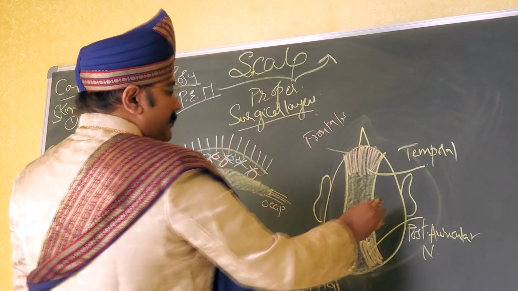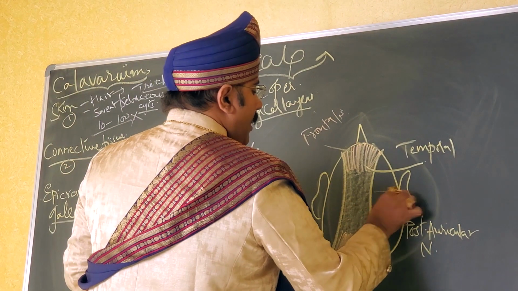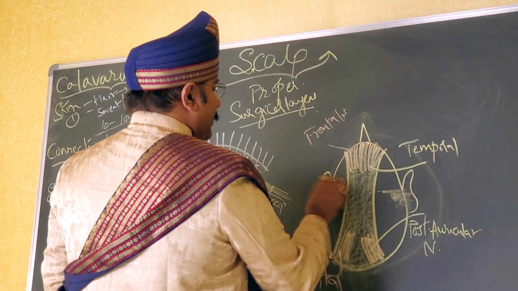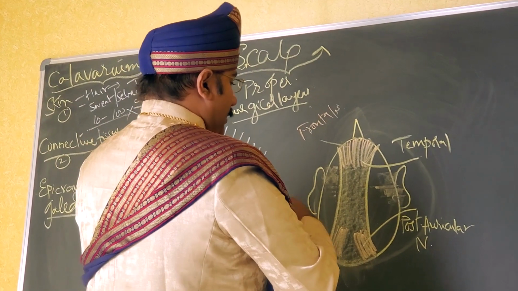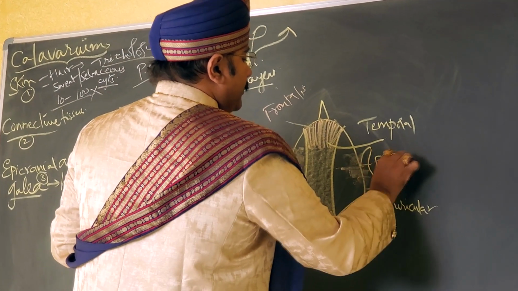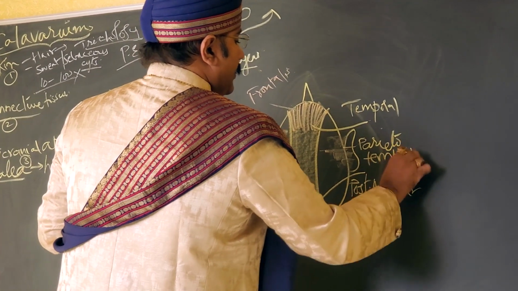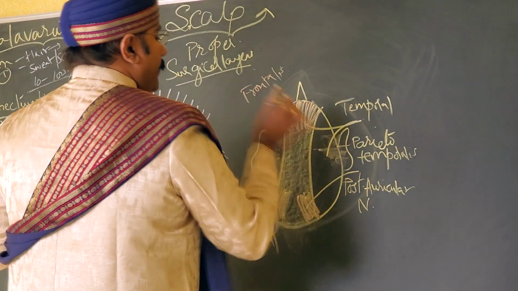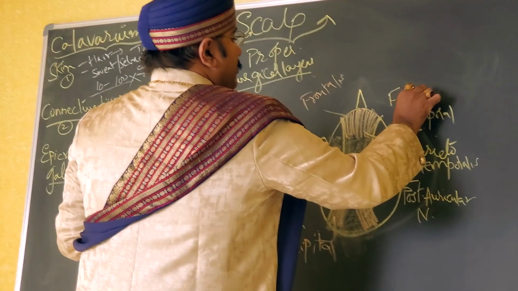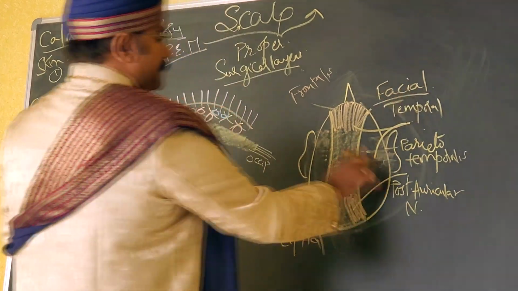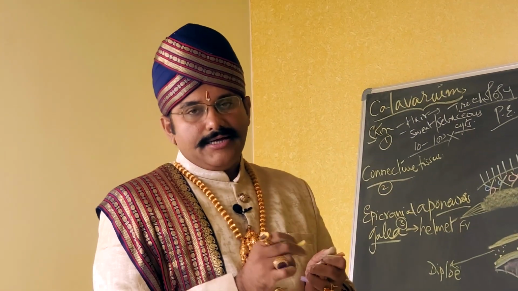Towards the side also there can be a muscle, a variable sheet of muscle, and this variable sheet of muscle that is present towards the side is called parieto-temporalis. This parieto-temporalis muscle is also supplied by the temporal branch of facial nerve. The temporal branch of facial nerve is also supplying this parieto-temporalis muscle, which is extending towards the side.